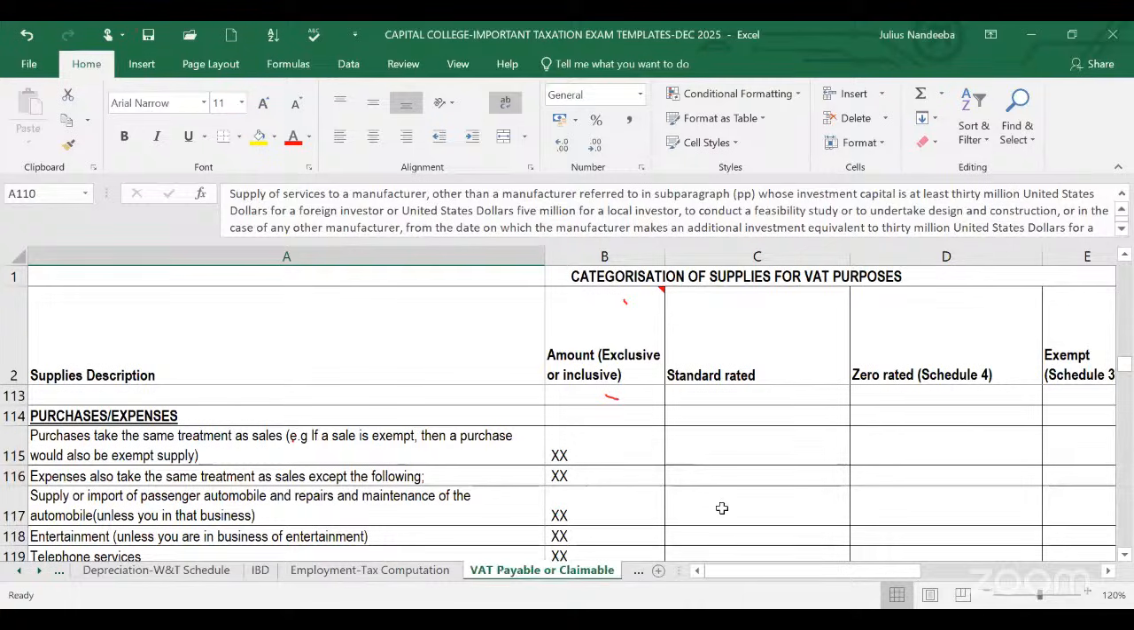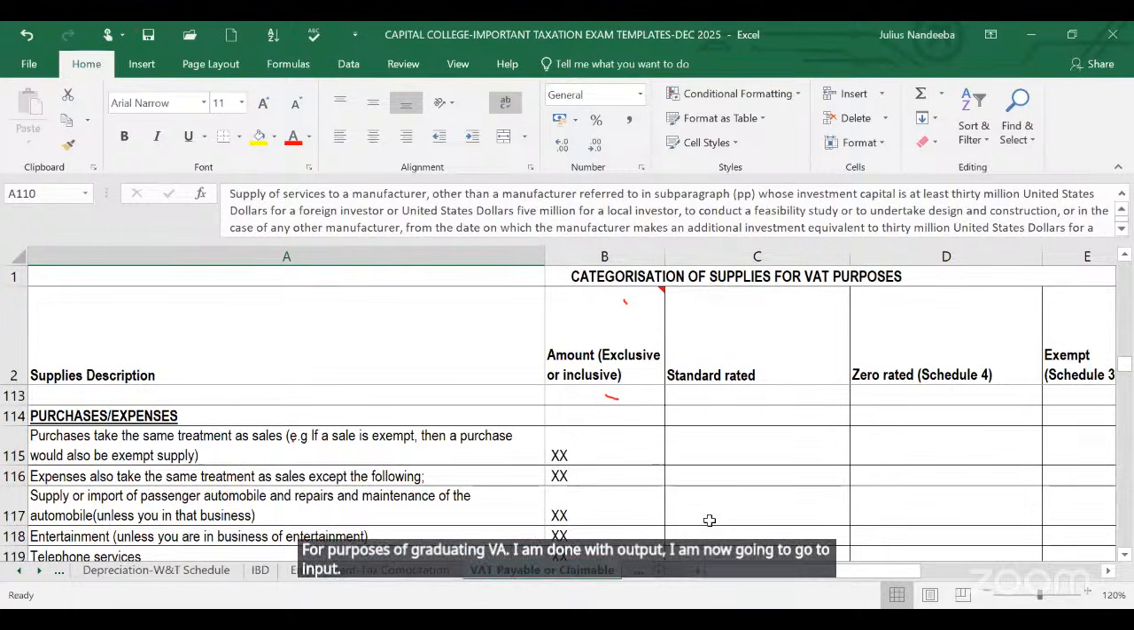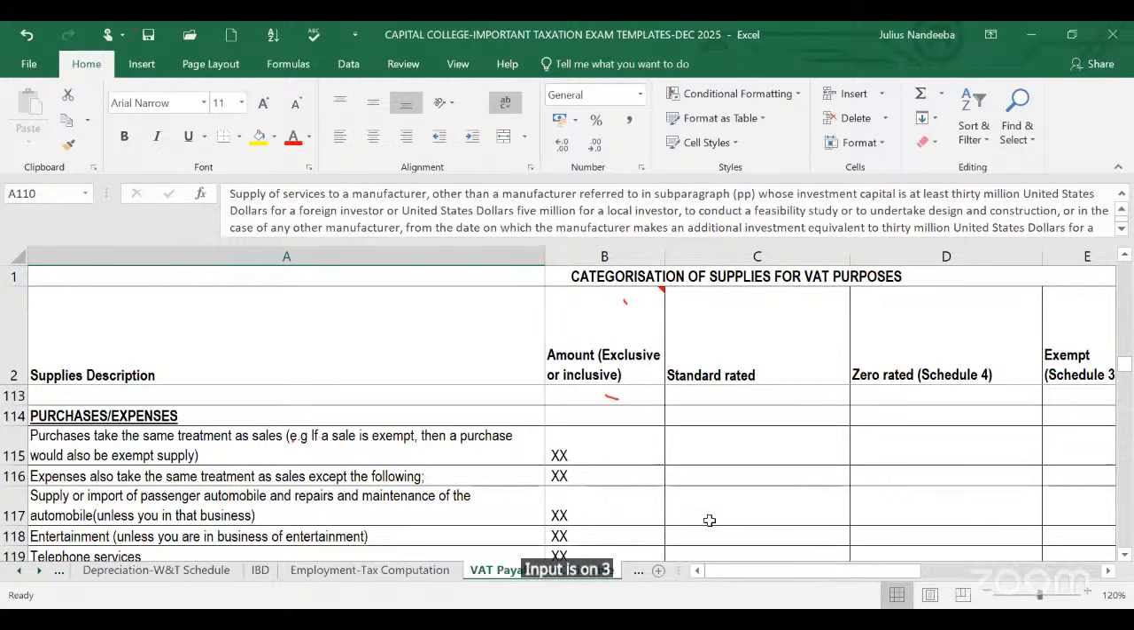I am done with output. I am now going to go to input. Input is on three things. Remember them. It is on local purchases, the things you purchased here on the local market. It is on imports, the things that you imported. And it is also on administrative expenses.